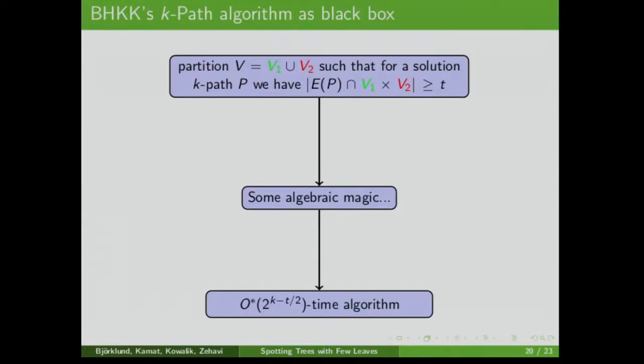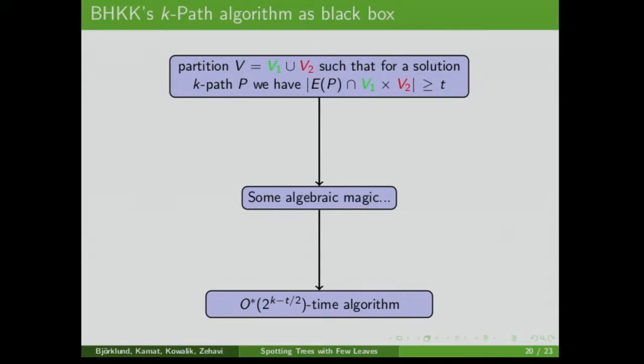A glimpse at some part of our method: I decided to focus on this coloring stuff because it's actually very easy. You can look at the Bjorklund-Kaski-Kowalik algorithm for k-path as follows. You start from a partition of the vertex set into two sets, let's say V1 green and V2 red. And assume that you have a guarantee that there is a solution k-path such that the number of edges of this k-path which go between the two sets is at least some t.